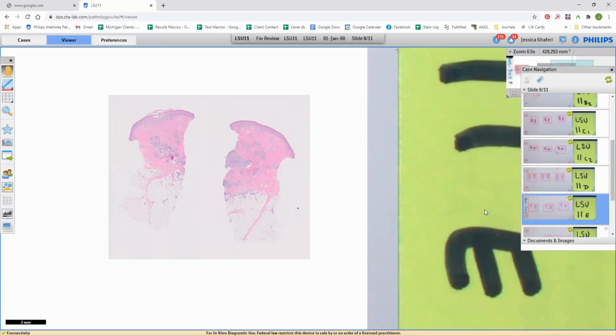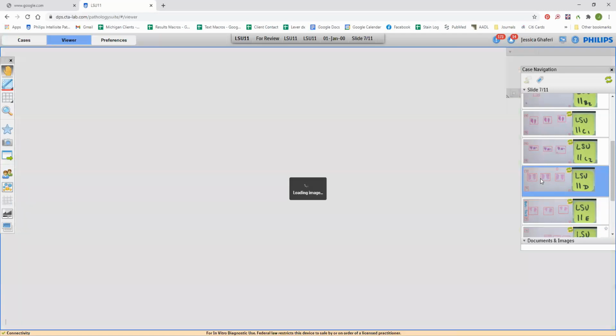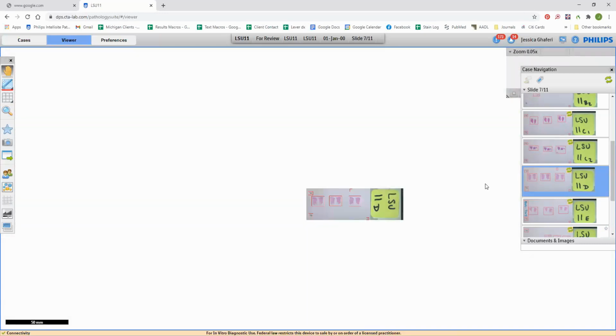But in this case, this was suspected to be Behçet's. It could also be other neutrophilic dermatoses like pyoderma gangrenosum. This is the next case, part D.